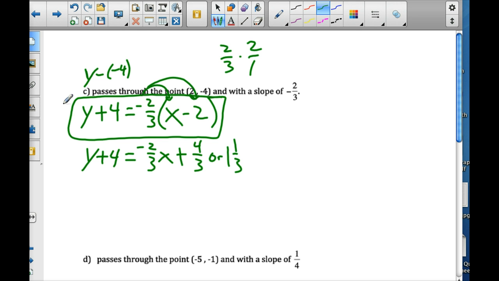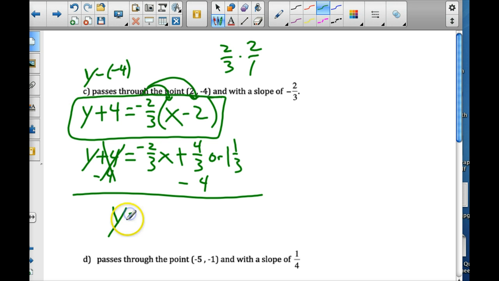Then you would subtract 4 from both sides, and then you cancel out the 4. Then you're left with y, and that equals -2/3 x. Hold on to that last part for a second. Everybody try to do 1 1/3 minus 4 in your head. I think you guys can do it. 1 1/3 minus 4.